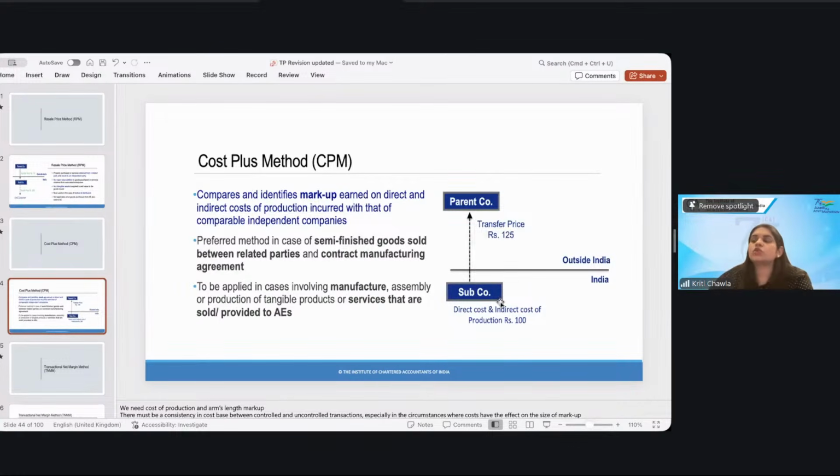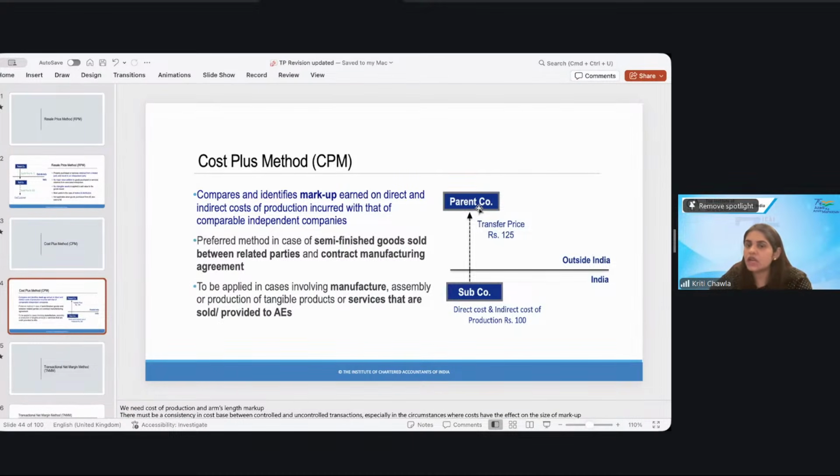Now, in this particular situation, let's say that there is a subsidiary company right here. It has some direct cost and indirect cost of production, let's say of 100 rupees. Now, it manufactures the commodity at 100 rupees and then it sells it to the parent company at 125 rupees.